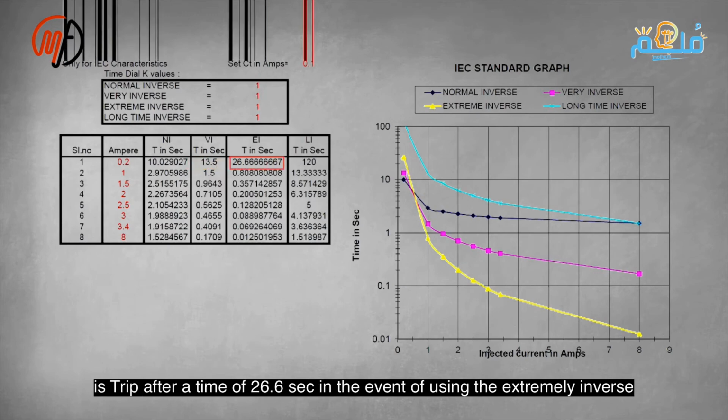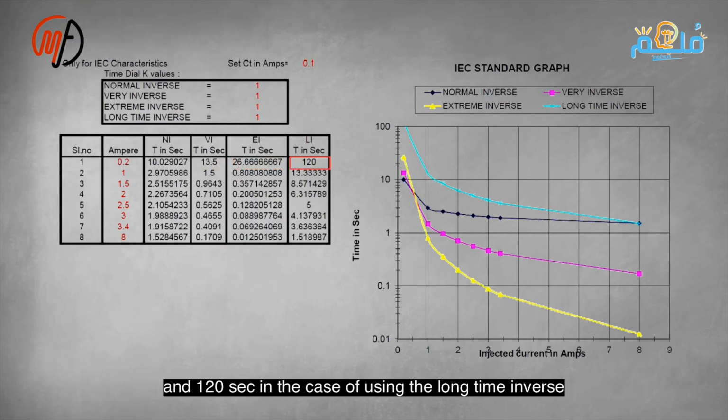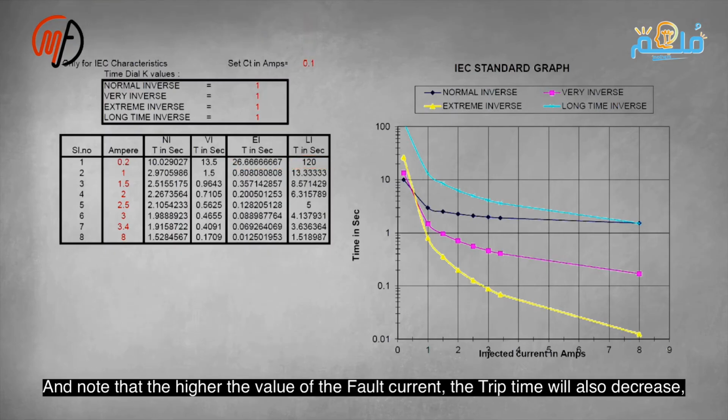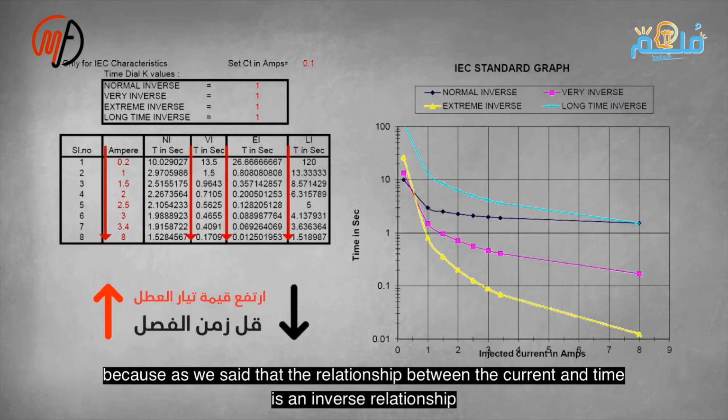Compare normal inverse and extremely inverse curves. Normal inverse is used in the ANSI or IEEE curve, not standard inverse, a common mistake. Note that the higher the value of the current in the fault, the shorter the tripping time as well, because as we said, the relationship between current and time is an inverse relationship.